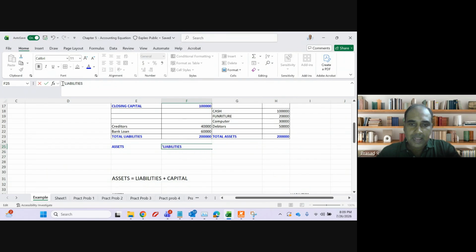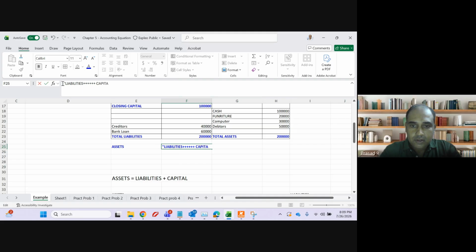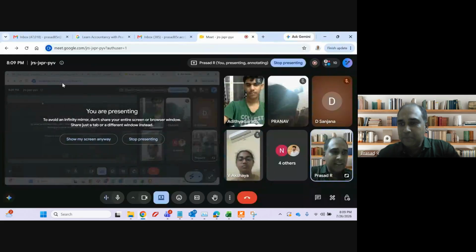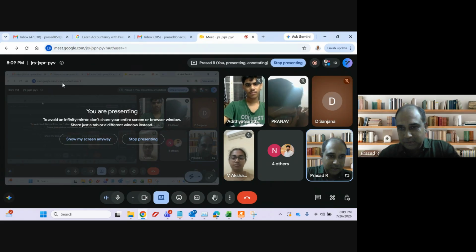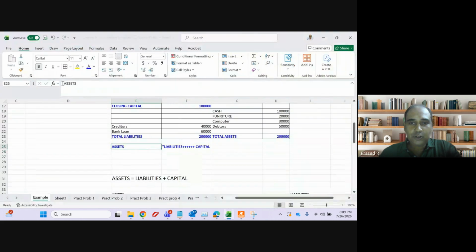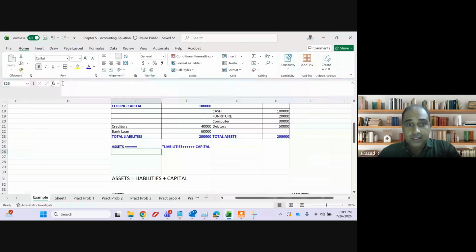Assets equal to liabilities plus capital. Just use a single plus in your exam. Don't use double plus. I'm using Excel, that's why I'm using that plus for my convenience. Assets equal to liabilities plus capital. Clear? Now, this liabilities, in this example, how many liabilities am I having?